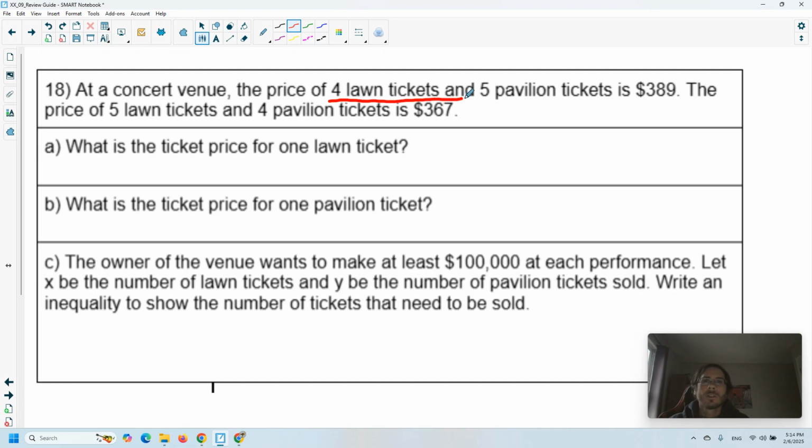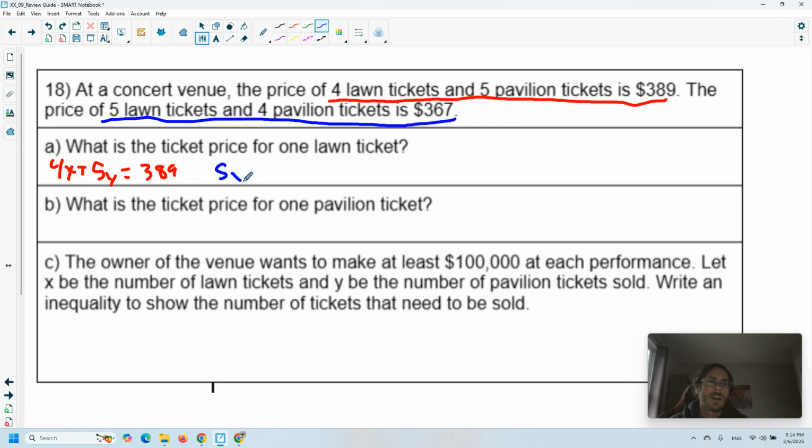So if we look at this first, 4 lawns and 5 pavilions is $389. So we can rewrite that as 4x plus 5y equals 389. Down here, 5 lawn tickets and 4 pavilion tickets is 367. So 5x plus 4y equals 367. And then again, we want to remember which is which. In this case, the lawn tickets are the x, the pavilions are the y.